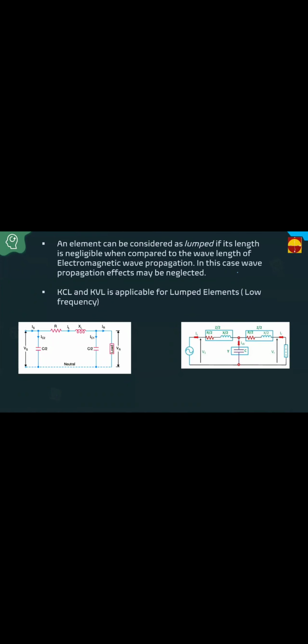The wavelength lambda of the electromagnetic wave propagation is V by F. The velocity of wave propagation in an overhead transmission line is the light velocity. You know this one: the electromagnetic wave propagates in overhead lines at 3 into 10 to the power of 8.